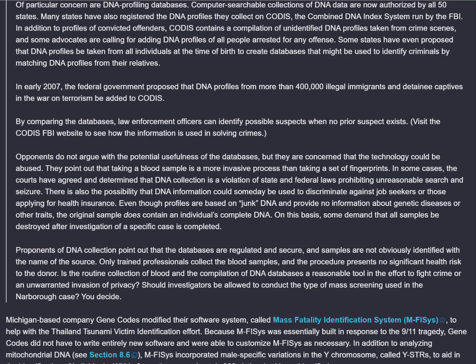Many states have also registered the DNA profiles they collect on CODIS, the combined DNA index system run by the FBI. In addition to profiles of convicted offenders, CODIS contains a compilation of unidentified DNA profiles taken from crime scenes, and some advocates are calling for adding DNA profiles of all people arrested for any offense. Some states have even proposed that DNA profiles be taken from all individuals at the time of birth to create databases that might be used to identify criminals by matching DNA profiles from their relatives.